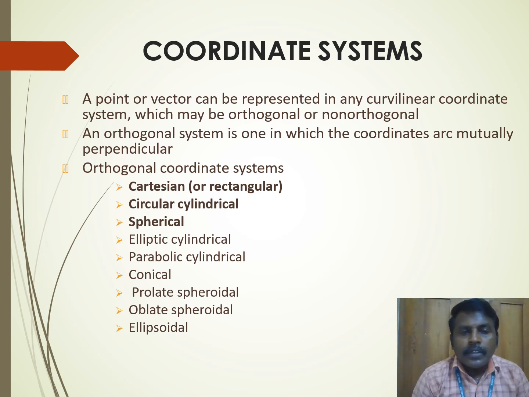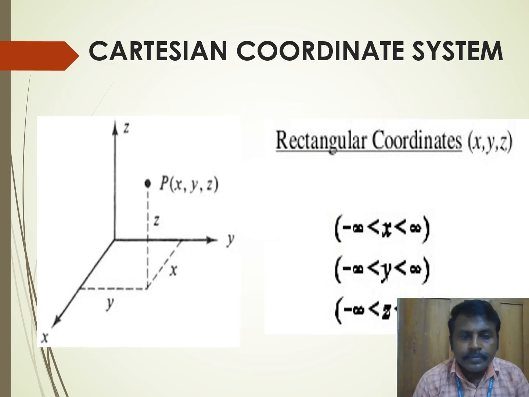Then we are going to talk about the coordinate system. A point or a vector can be represented in any curvilinear coordinate system, which may be orthogonal or non-orthogonal. An orthogonal system is one in which the coordinates are mutually perpendicular. Orthogonal coordinate systems are Cartesian or rectangular coordinates, cylindrical or circular cylindrical coordinates, and spherical coordinates. With that we have elliptic cylindrical, parabolic cylindrical, conical, prolate spheroidal, oblate spheroidal, and ellipsoidal.